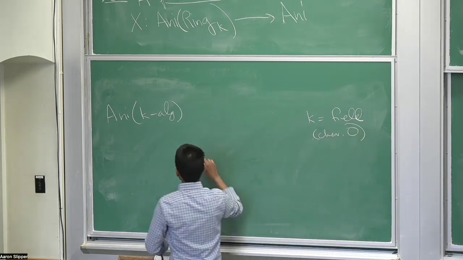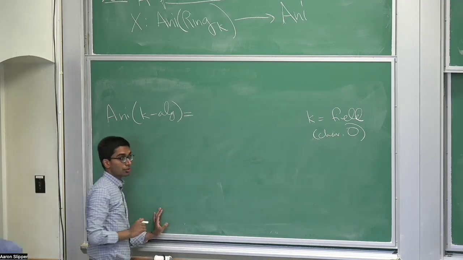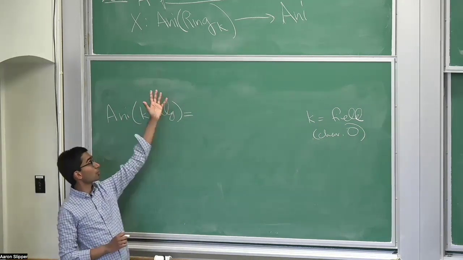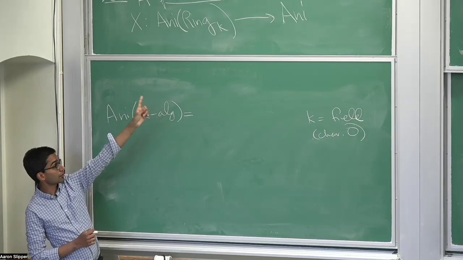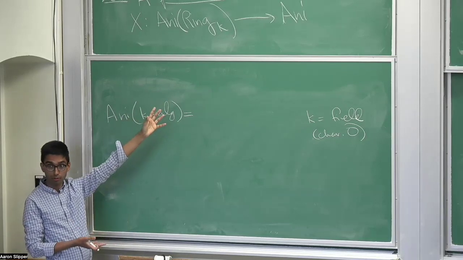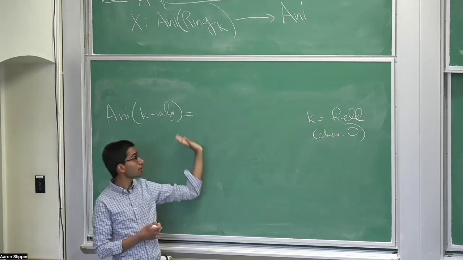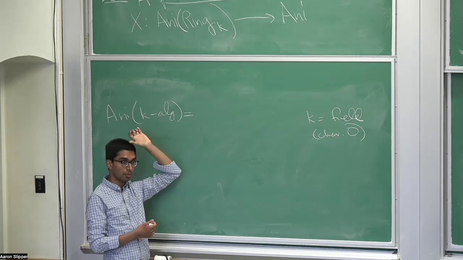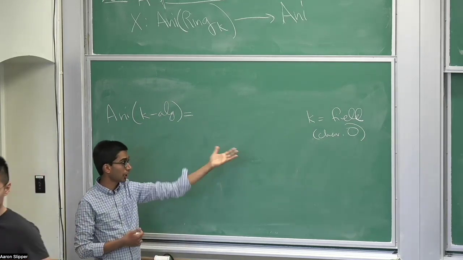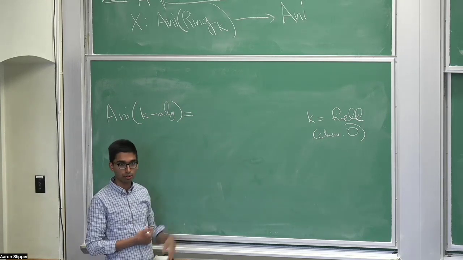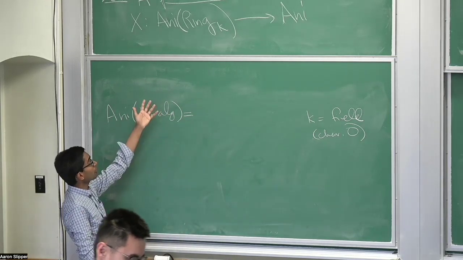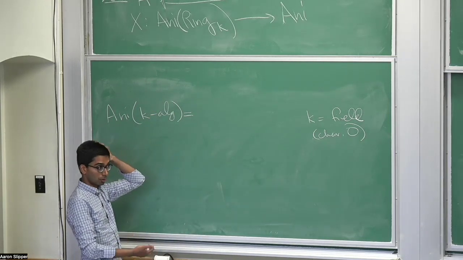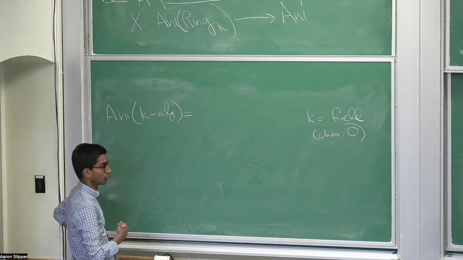And so animated K-algebras: the idea is that instead of working with functors from rings, you want to replace the notion of rings by animated rings, or animated K-algebras, where K is the base, in this case a field, and maybe in this case characteristic 0. And then you want to replace sets by anima, or infinity-groupoids.